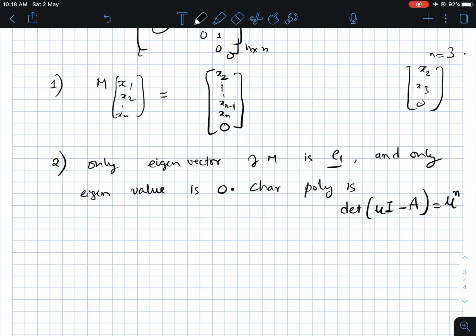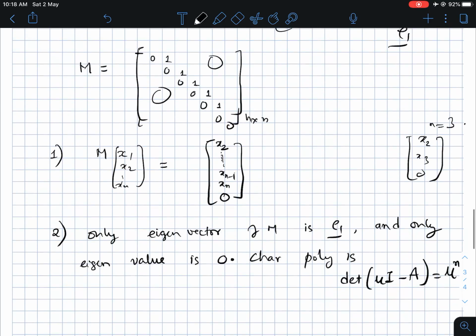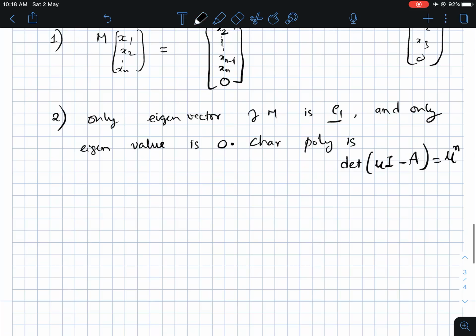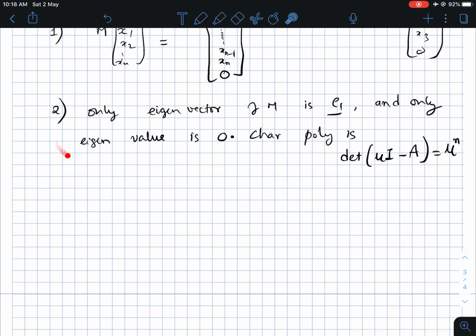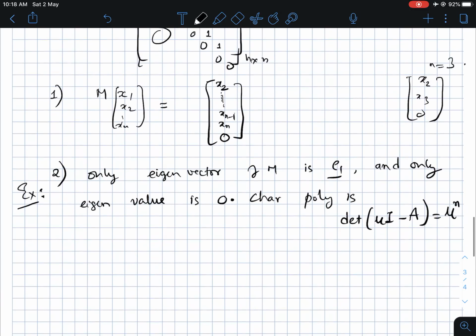We already saw this for the 2 cross 2 case. We got mu square, and for 3 cross 3 it was mu cube. So this is also very easy to see. This is the diagonal, this is the super diagonal. It is an upper triangular matrix with ones on the super diagonal and everywhere else 0. Fantastic. So these properties can be readily seen. To verify this, I'll again leave it as an exercise. We've already done it for 2 cross 2 and 3 cross 3. It's the same thing here.